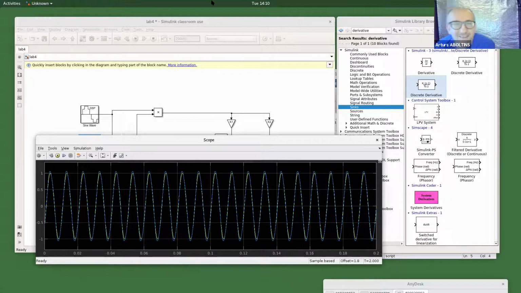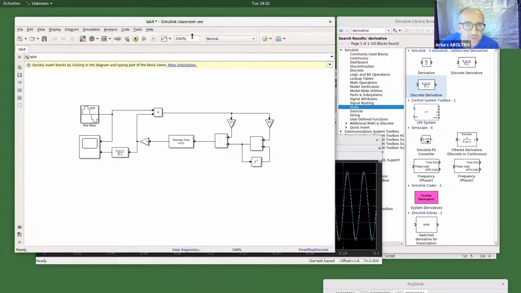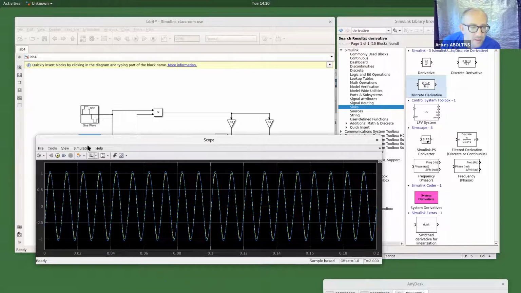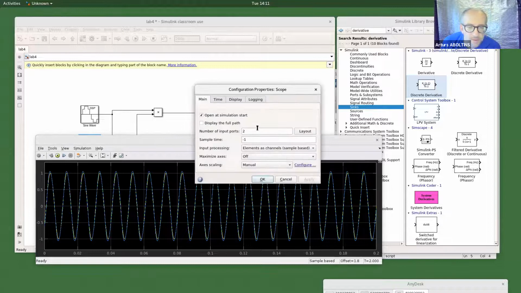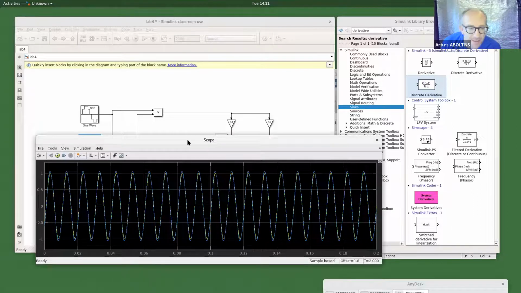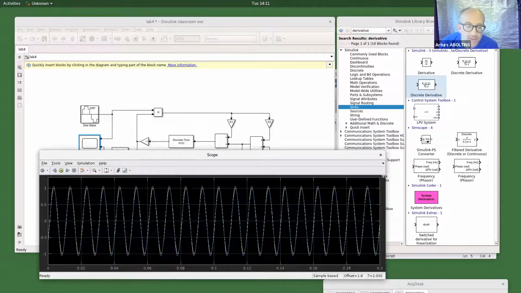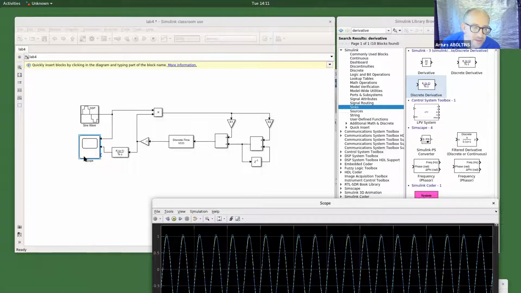So maybe I will reduce this back to 20. And for the scope, I will add one more input, adjust to 3 ports. Now all three ports will be drawn in one axis. And this is not convenient, yes, because, okay, we can draw it and I will show that it's not convenient.